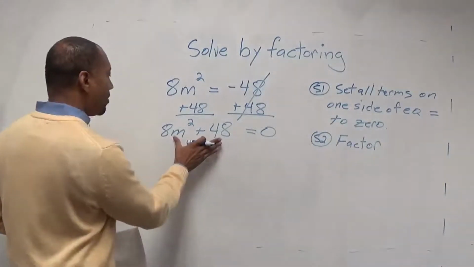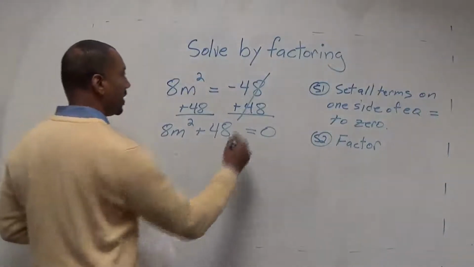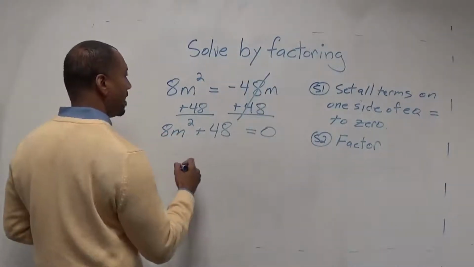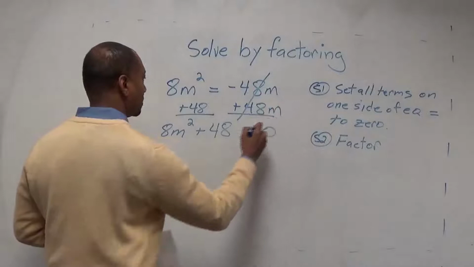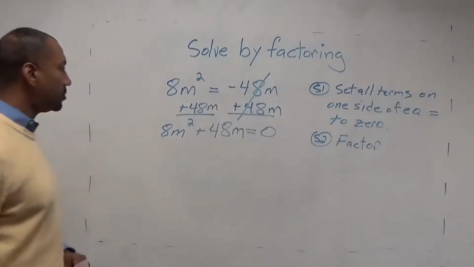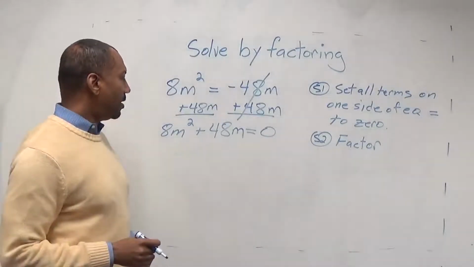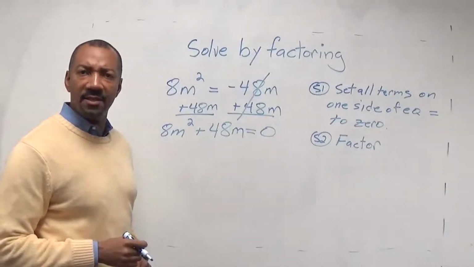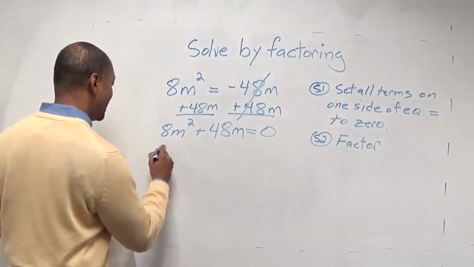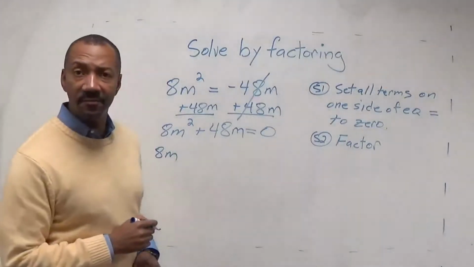I see that in both of these terms I can factor out... forgot something here. Sorry about that. This problem was supposed to be like that. There we go. Okay, so now, what is it that you see that you can factor out of both terms? I can factor out an 8 and an m. That's my greatest common factor.